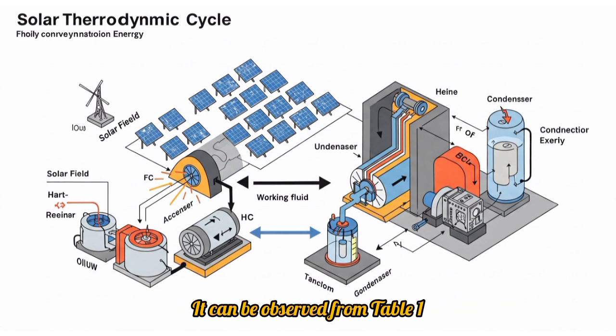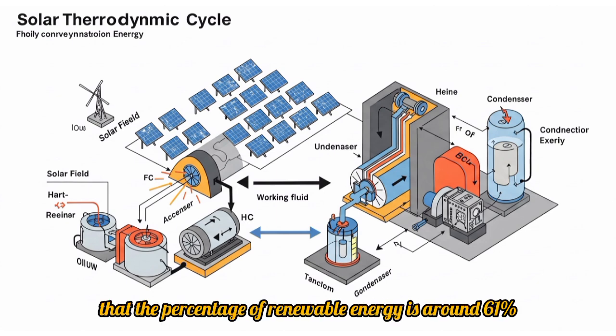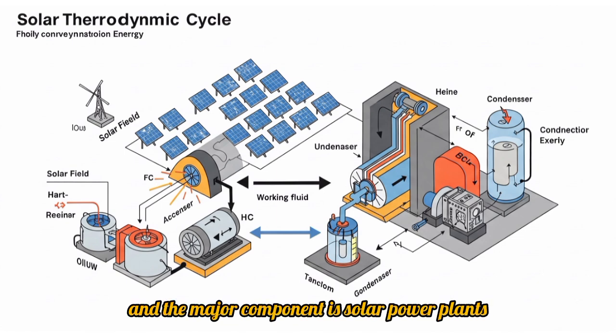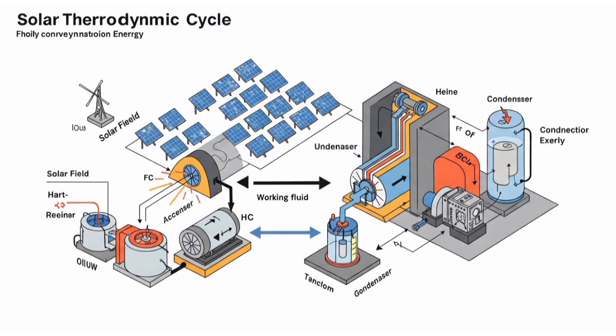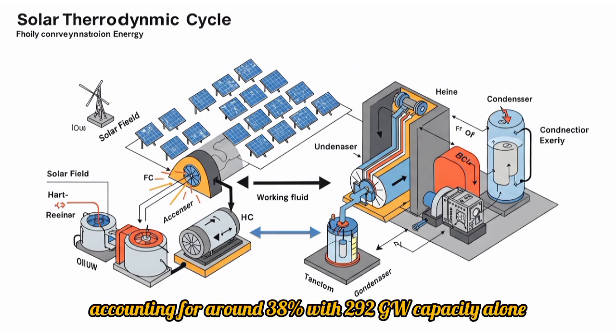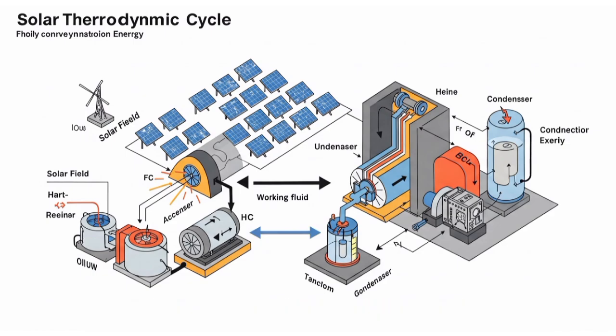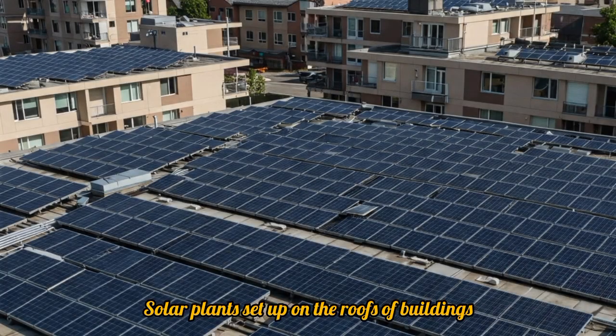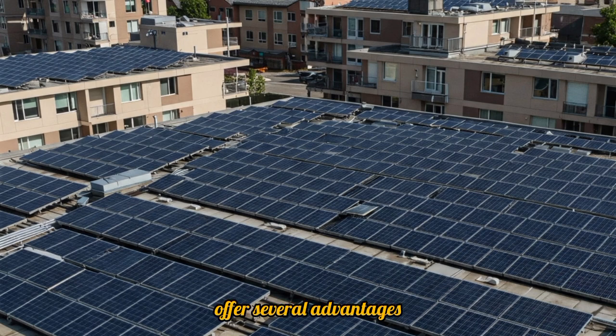It can be observed from Table 1 that the percentage of renewable energy is around 61% and the major component is solar power plants, accounting for around 38% with 292 gigawatts capacity alone. Solar plants set up on the roofs of buildings, known as RTS plants, offer several advantages. They utilize available space efficiently, as there is no need for separate land or extensive infrastructure.